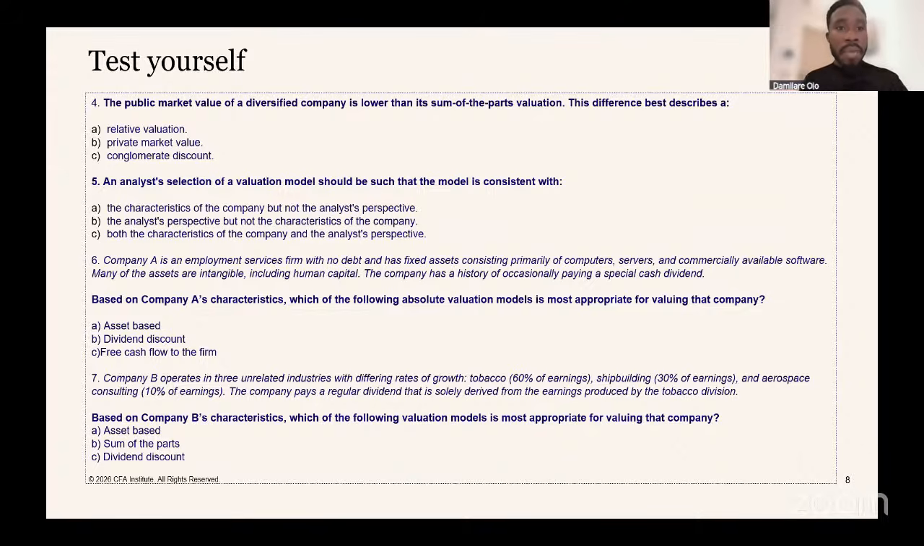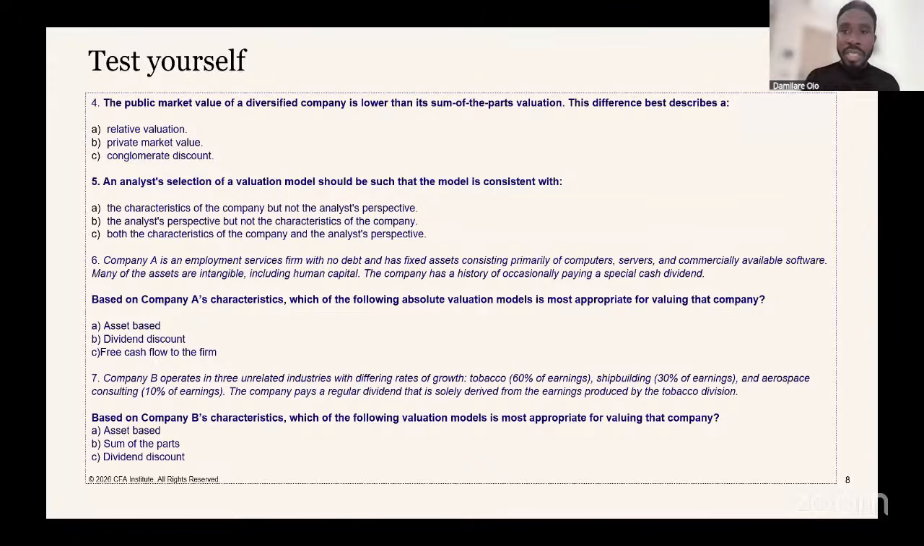The public market value of a diversified company is lower than its sum of the parts valuation. The public market value of a diversified company is lower than its sum of the parts valuation.